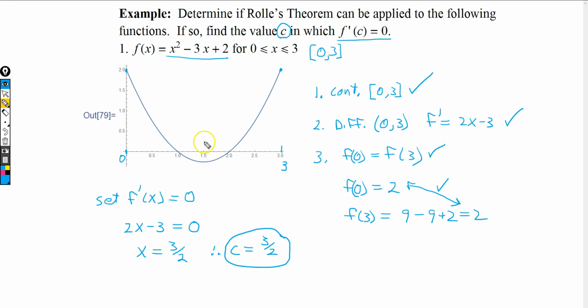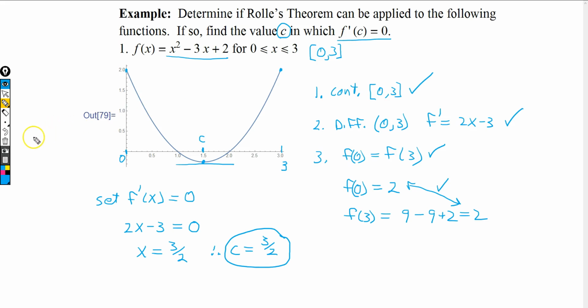And the c value that we found is 3/2. That's right here. That's our c value. And notice that the derivative at that point is 0 because our tangent line is horizontal. The slope of that line is 0. And there we go. So we could apply Rolle's theorem to this function.